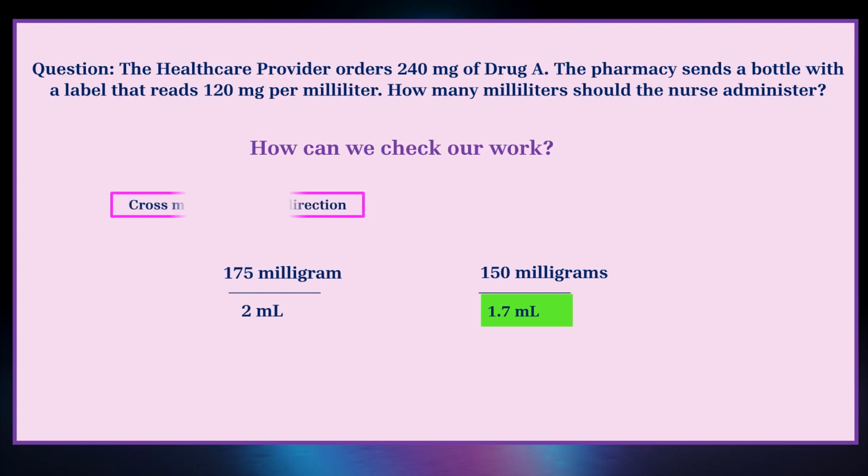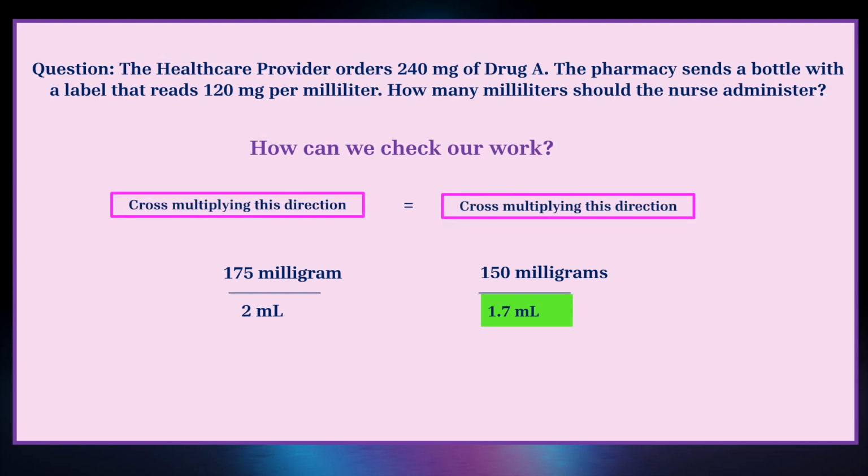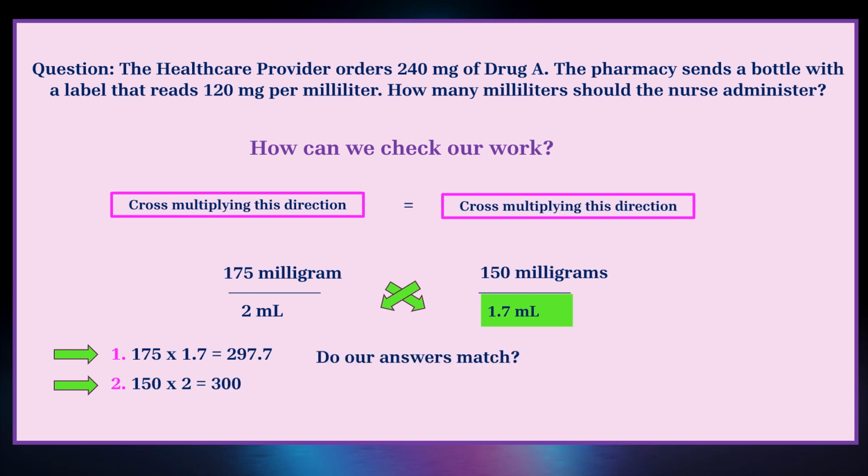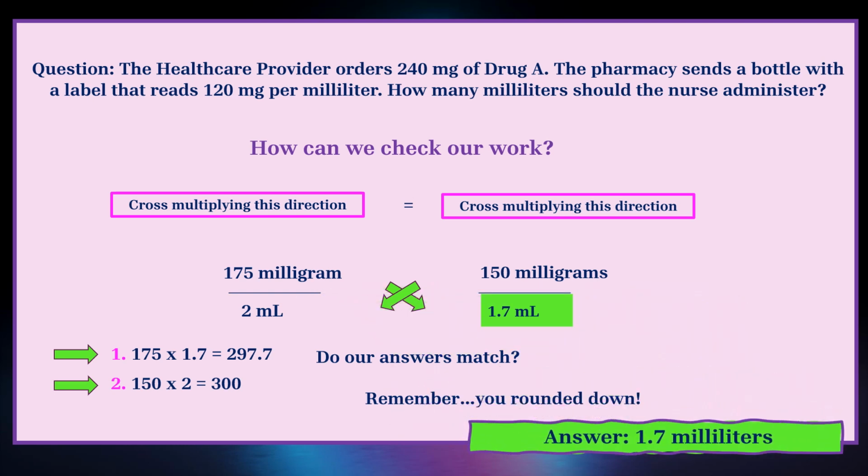So how can we check our work? Cross-multiplying in one direction should equal cross-multiplying in the other. So 175 times 1.7 equals 297.7, and 150 times 2, well, that equals 300. Do our answers match? Well, not exactly, because remember, we rounded down. However, our formula is correct, so we know that our answer is going to be 1.7 milliliters. You have to remember that if you round in that answer, it won't be exactly the same when you cross multiply, but if you've set it up correctly, your answer should still be correct.